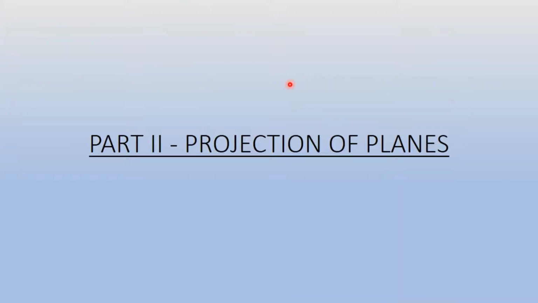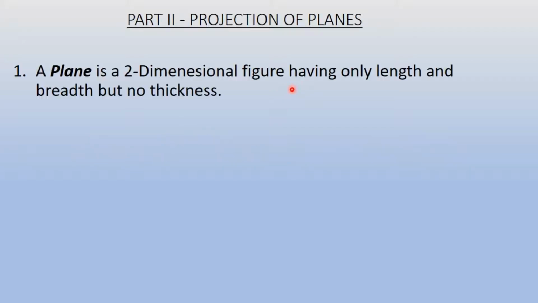So now we are done with the projection of lines. We will be dealing with projection of planes now. This is going to be part 2 of this lecture, projection of planes. So first thing, what is a plane? A plane is a two-dimensional figure having only length and breadth but no thickness. This is the most important point of this lecture.